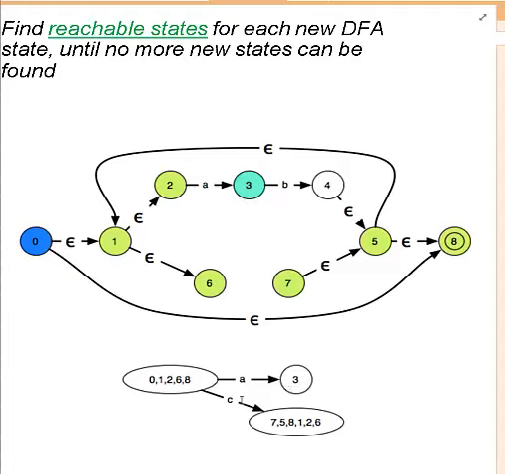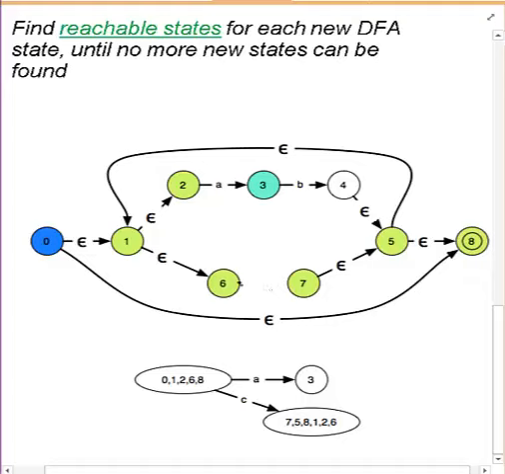So this is the example you can take. Actually, something is missing here: this is C, here is a C transition. Yeah, here we have C. Now 0, 1, 2, 6 and 8 on A goes to 3 because this whole thing is one state.